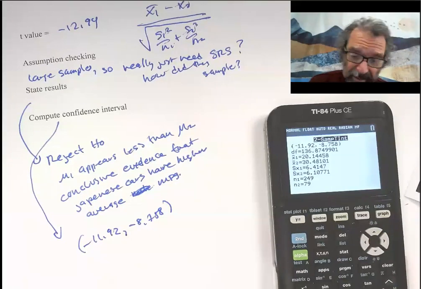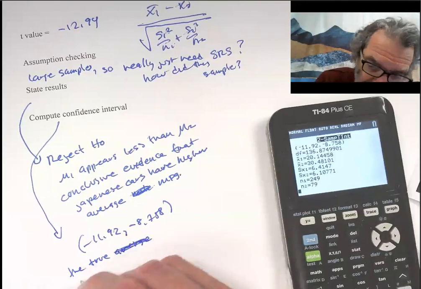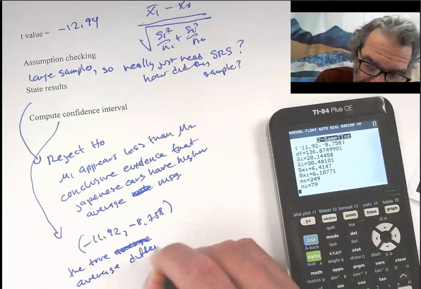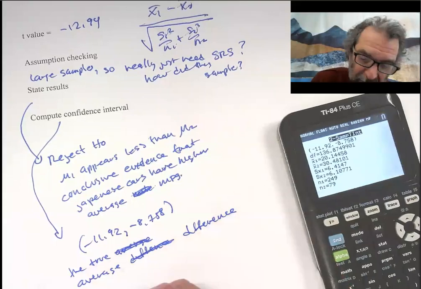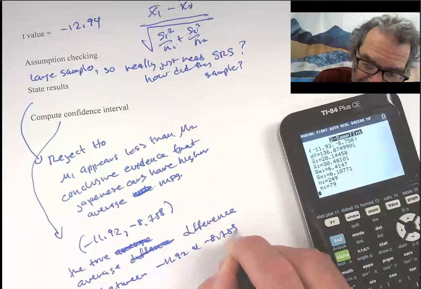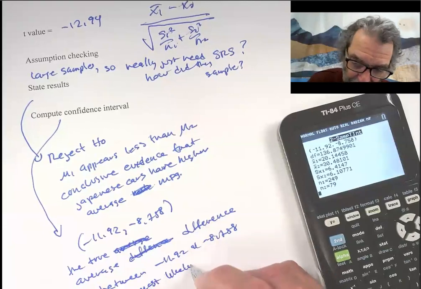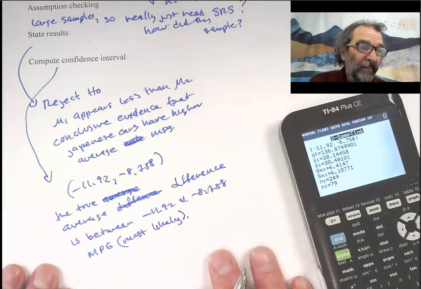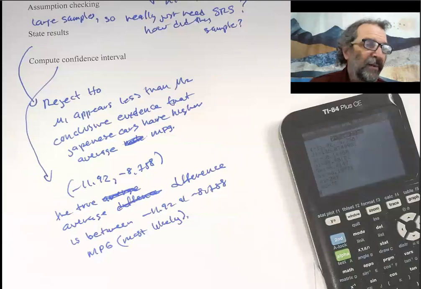So what that says is the true average difference is between minus 11.92 and minus 8.758 mpg, most likely. It is a confidence interval, so it's not guaranteed to capture the true difference. But it has a 95% chance of capturing the true difference. So we just say that's most likely correct, that on average, Japanese cars are between something like 12 and 9 miles per gallon more fuel efficient than American cars.